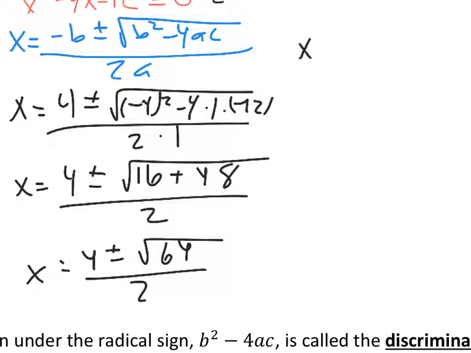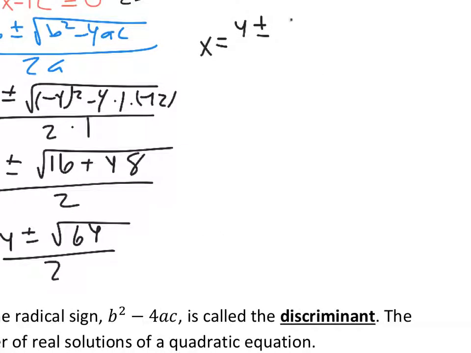So now x is going to equal 4 plus or minus, well, the square root of 64 is 8 over 2. Oh, this is going to be a nice answer. Since I can take the square root of this, I don't need to worry about using my calculator. I'm just using my brain here. So this piece is going to be broken up into 2 answers.